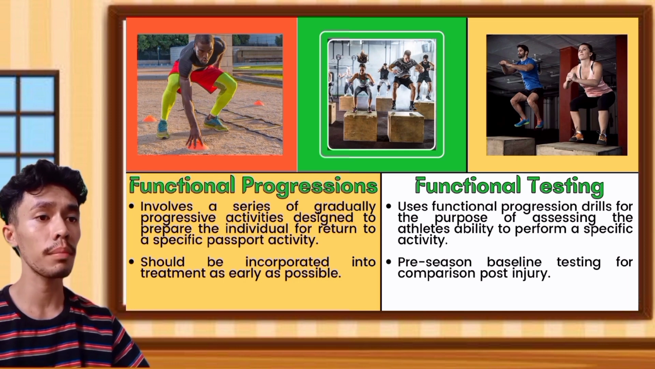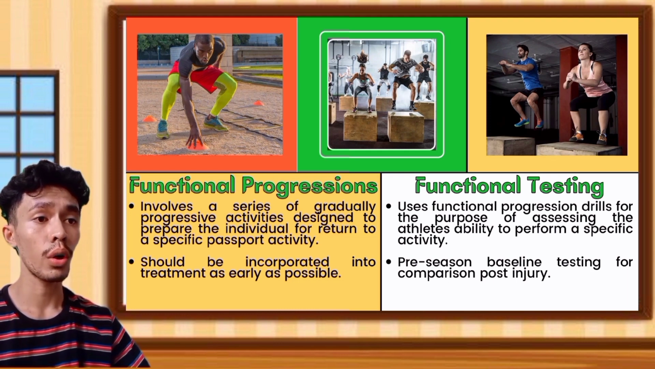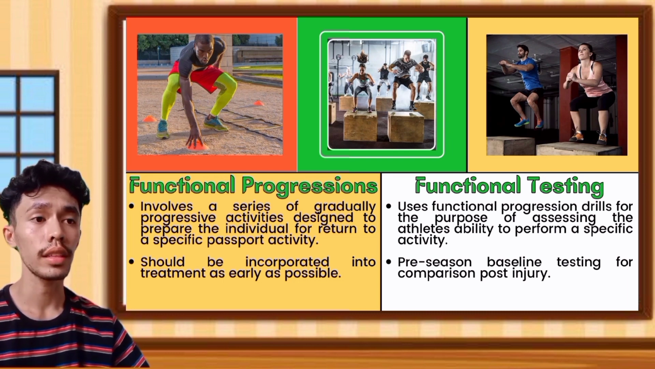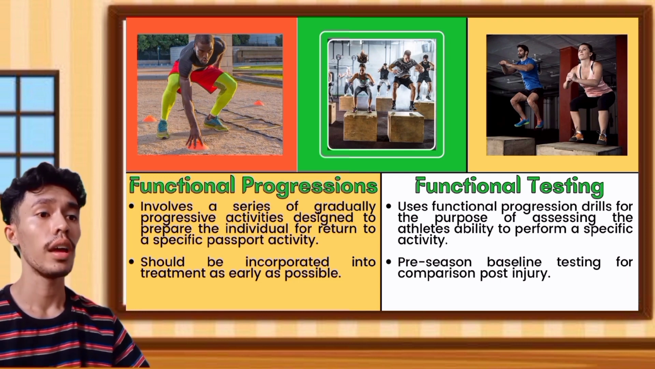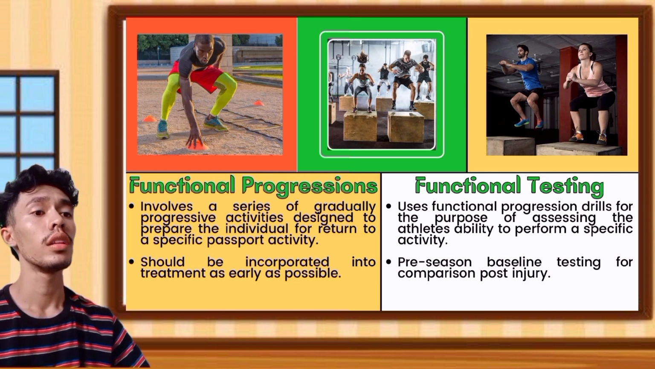So, pre-season baseline testing is used for comparison post-injury. So, these are the variety of tests. First is shuttle runs, agility runs, figure 8, and Kuryoka. Next is the Kuryoka test, vertical jumps, and balance. And the last one is hopping for distance.